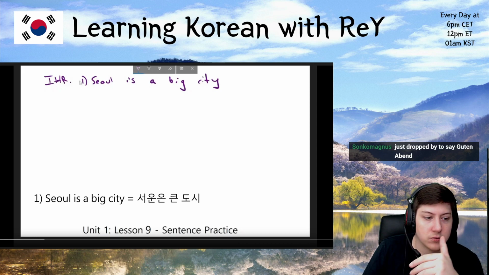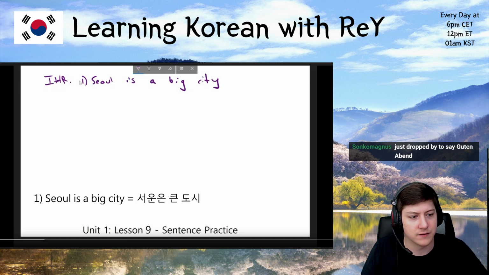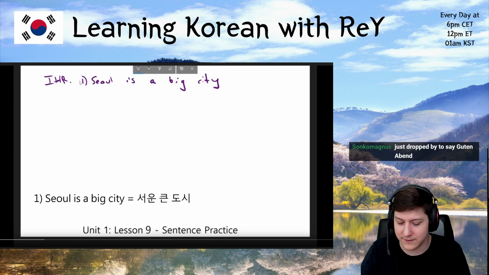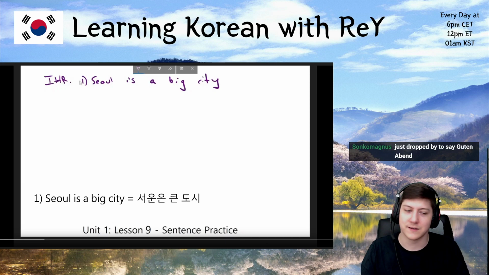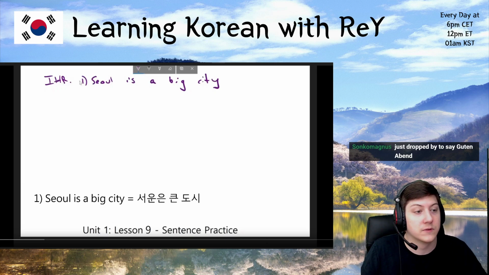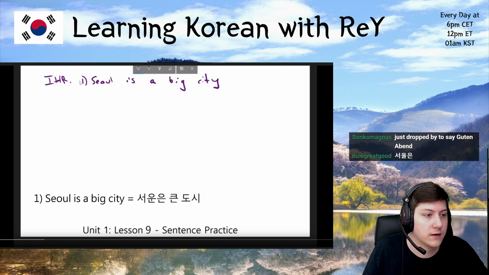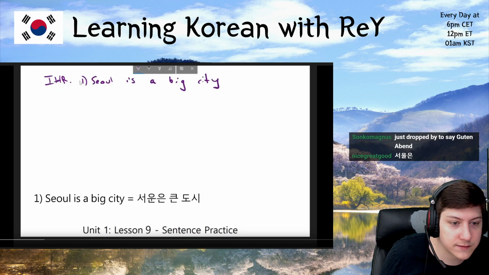Seoul, it must be Seoulnin. It seems so weird. No, the nin is only added when you have a vowel in the end. But it sounds so weird. Okay, anyways. Kundoshi, big city. Yeah, I have it right?